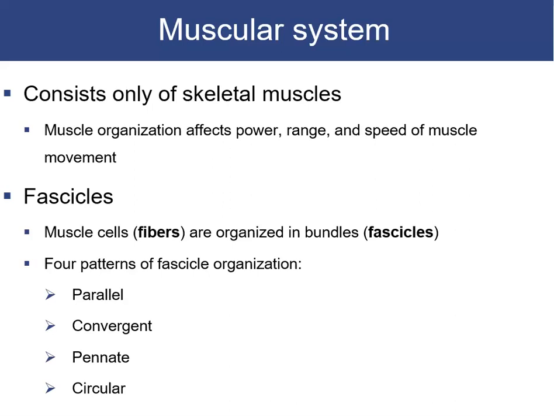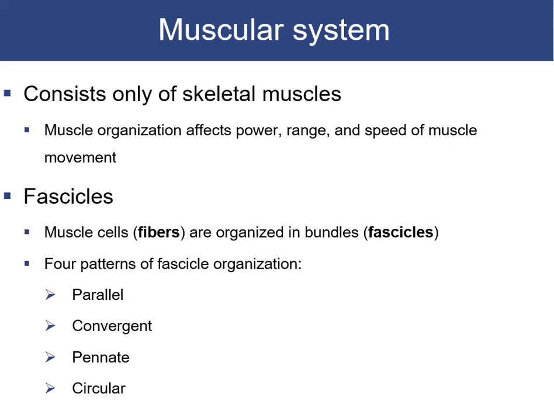In Chapter 10, we are going to look at the muscular system, how it is organized, as well as some of the specific muscles within the system. Now, the muscular system consists only of skeletal muscles. How these muscles are organized will affect the power, range, and speed of that muscle's movement.